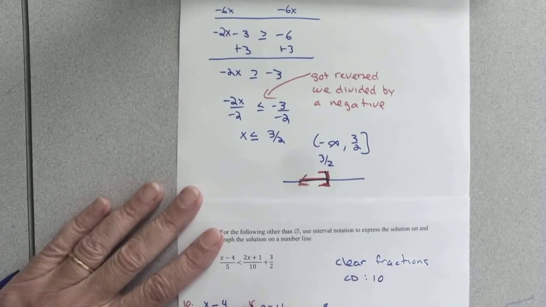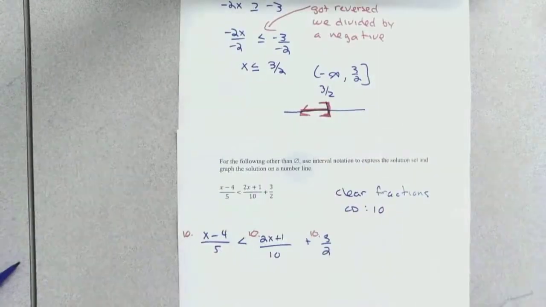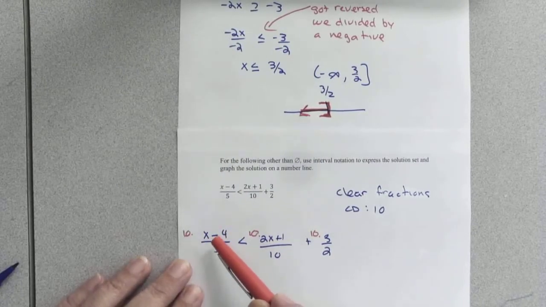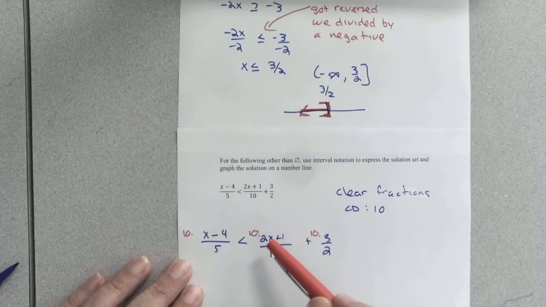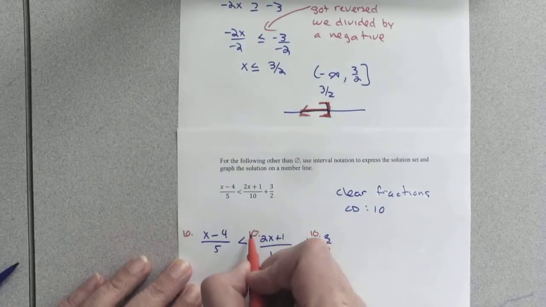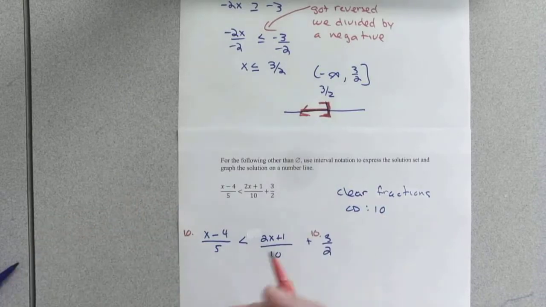So 10, 10, 10. I don't put a 10, well, you can't see that. I should move that up so you can see it. I multiply each term, each fraction by 10. I do not put a 10 by both the x and the 4. I do not put a 10 by both the 2x and the 1. I put a 10 by the fraction. I put a 10 by the fraction. And a really common mistake is people put 10s all over the place. And you're multiplying each term by 10.